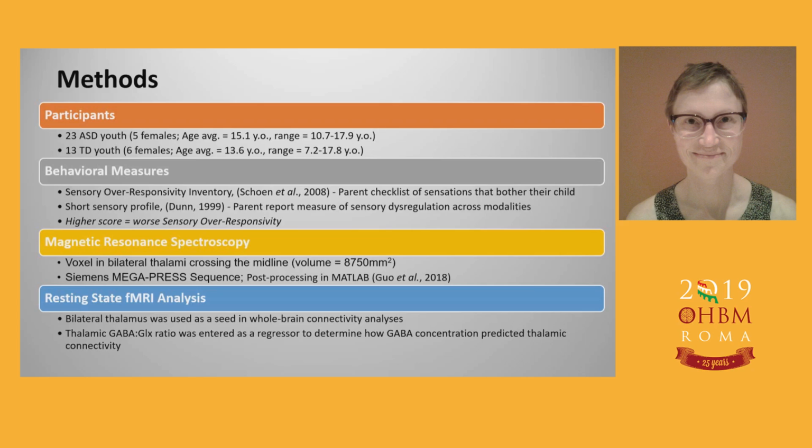We used a magnetic resonance spectroscopy voxel placed in the bilateral thalami crossing the midline, and we used a Siemens MEGA-PRESS sequence with post-processing in MATLAB. The resting state fMRI analysis used the bilateral thalamus as a seed in whole brain connectivity analyses, and we used the thalamic GABA to glutamate ratio as a regressor to determine how the GABA concentration predicted thalamic connectivity.